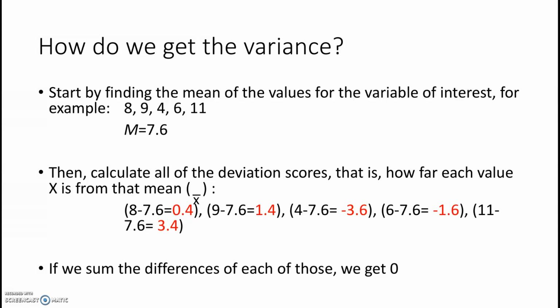Then we're going to calculate all of the deviation scores. That is, how far each individual value x is from the mean. And you see my floating x bar has sort of fallen down there. I apologize. So then you see below that for each value, we are subtracting the mean, which is 7.6. So 8 minus 7.6 equals 0.4, 9 minus 7.6 equals 1.4, etc.